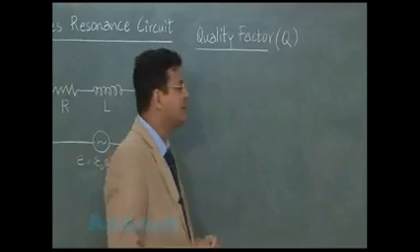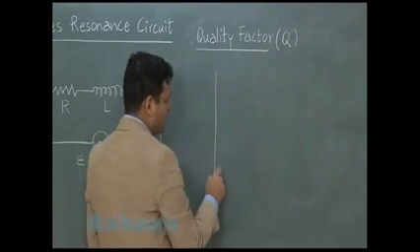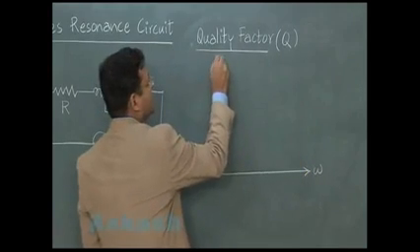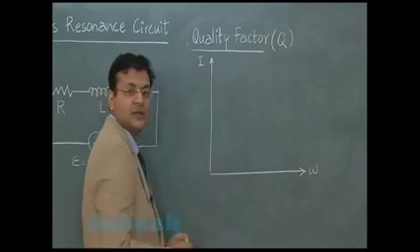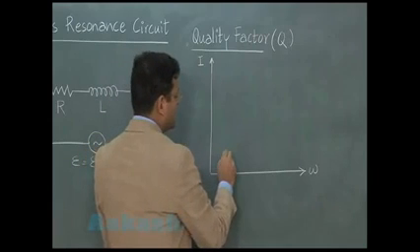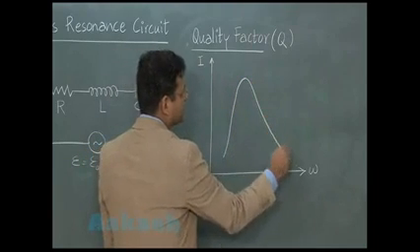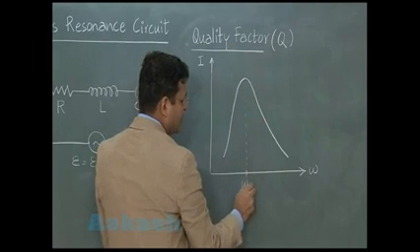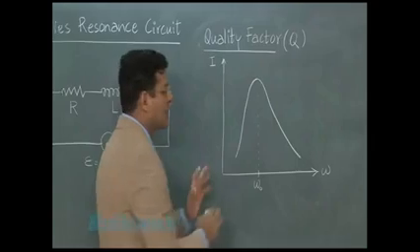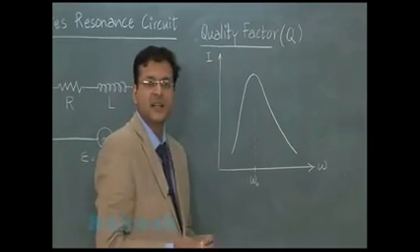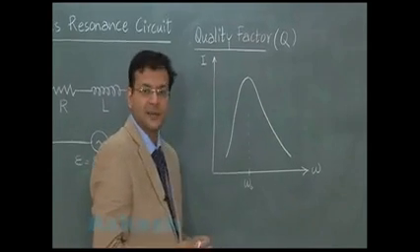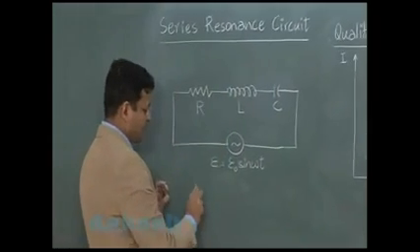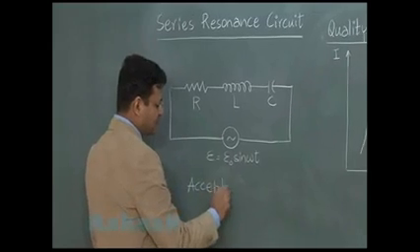The concept of quality factor becomes very much clear when you again try to see the variation of current with applied frequency. You had seen that the variation of current is something like this. At a particular resonance frequency, the value of current is maximum. Remember that series resonance circuits are also called acceptor circuits. If you look at a series resonance circuit, then you see we call it an acceptor circuit as well.